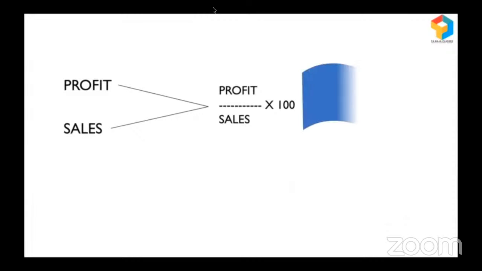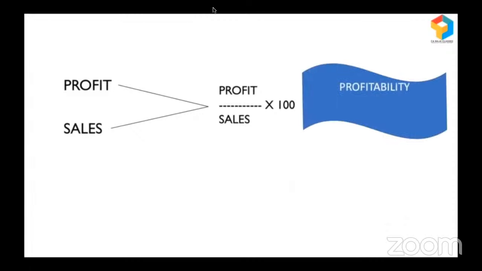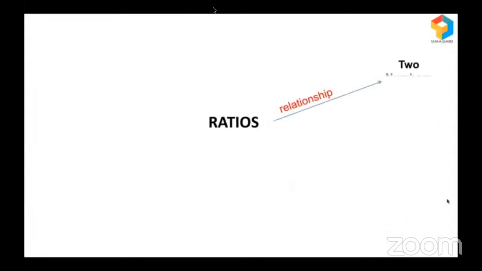Profit by sales into 100. That is what we have calculated as profitability or profit margin. Okay. So ratios are basically a relationship between two numbers which are created in a logical way. Yes, we related sales and profits, and it's a relationship between two numbers, and there was a logic in relating the sales and profit because we can measure profitability. We related current assets and current liability to numbers, and the logic is it helps us to understand the liquidity.